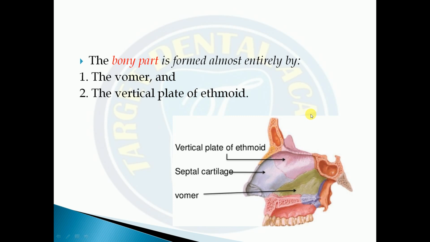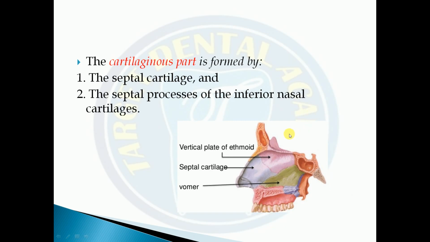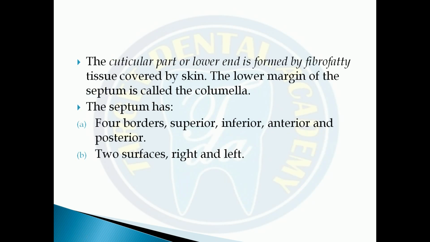This is the osseous part. And the cartilaginous part is formed of septal cartilage. This is the septal cartilage and the septal process of the inferior nasal cartilages. The cuticular part, or the lower end, is formed by fibrofatty tissue covered by the skin, and the lower margin of the septum is called the columella.